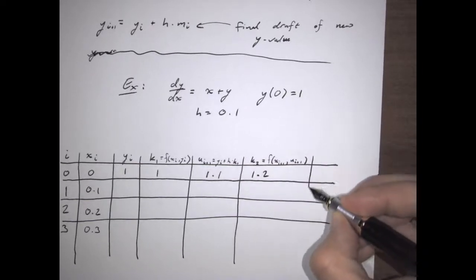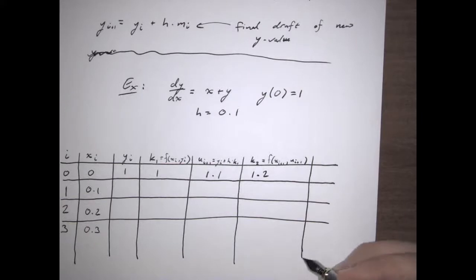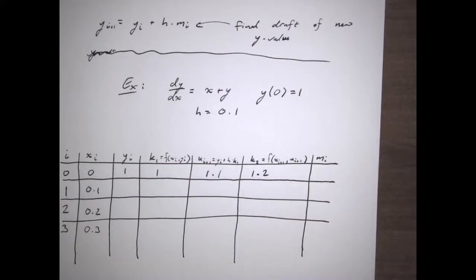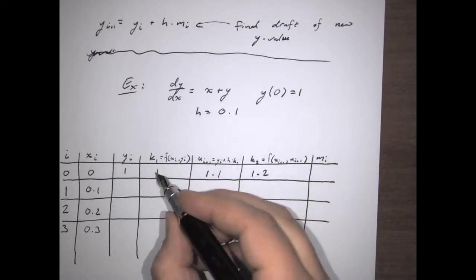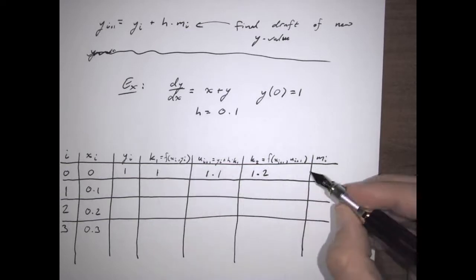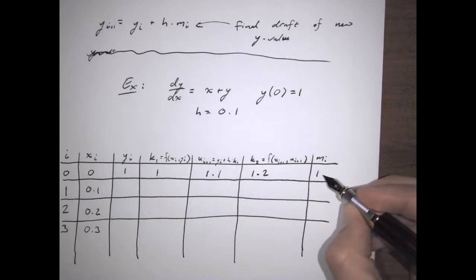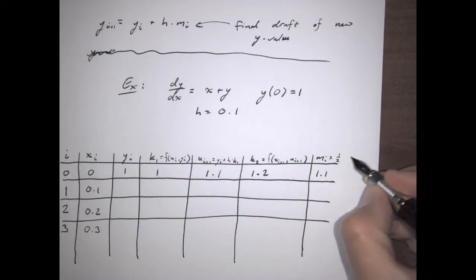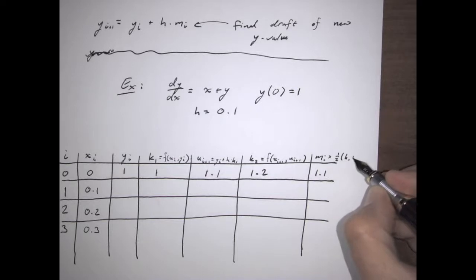And then finally now we can get the new m. So this is going to be our final draft of the slope, and it's based on the preliminaries of that one and that one. We take the average, which is going to be 1 plus 1.2 is 2.2 divided by 2 is 1.1. So this is 1/2 k1 plus k2.